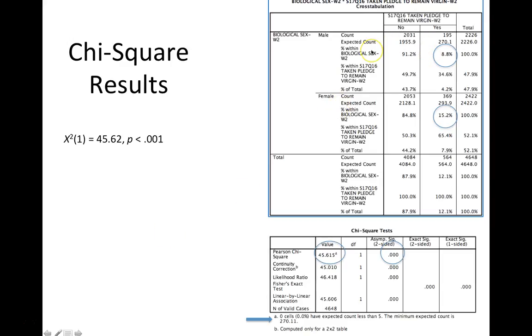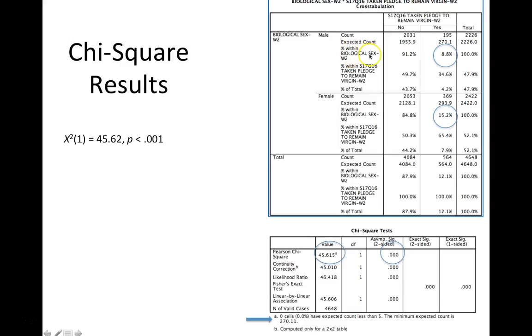So what we're looking at here, we have each of these same values that I already went over, the counts and the expected counts. And now let's look at these frequencies. This is when I was asking it to give me the percentages according to the rows and the columns. These are the two different percentages that it's giving us. We want to interpret this top one within biological sex, and I'll talk about interpreting both of them.